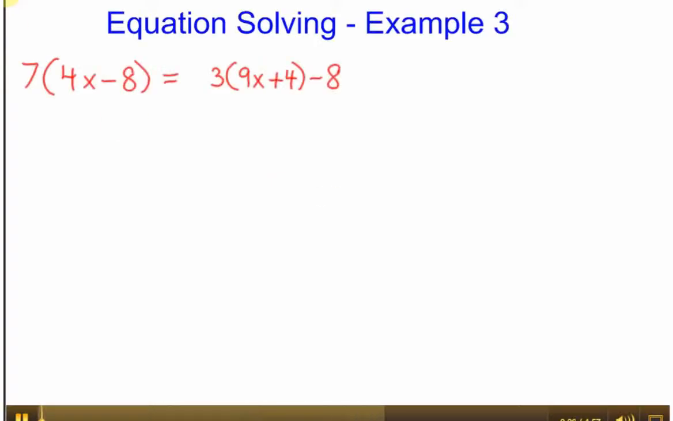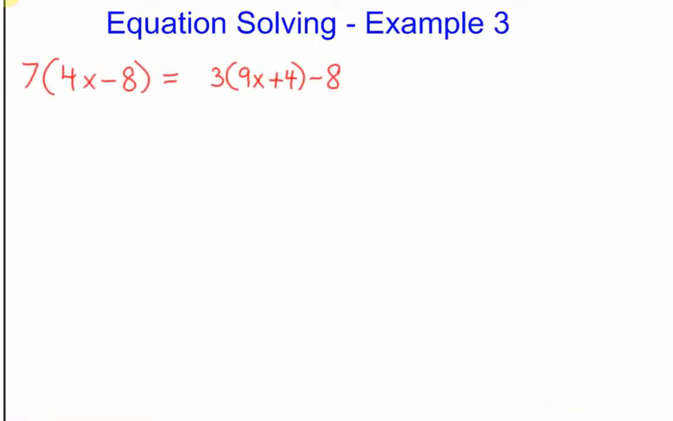Alright, so here we go with another equation solving example. Now you can see by looking at this equation, some stuff from algebra certainly shows up here, namely distributive property. And so we really have to think about and use our algebra skills to make sure that this one gets solved correctly. So let's just get started.